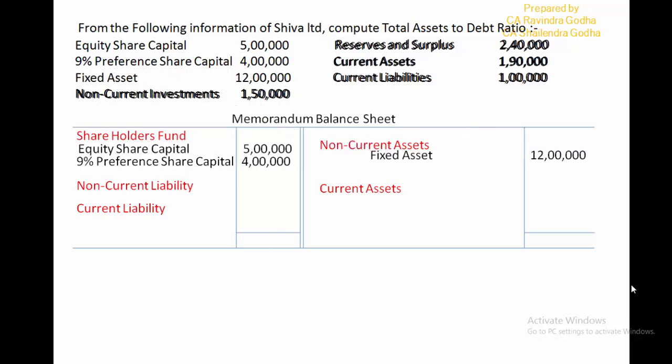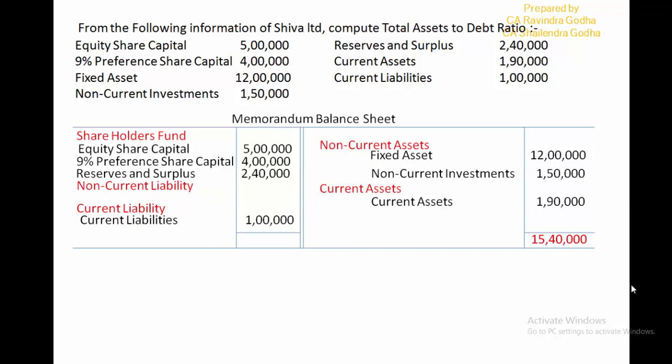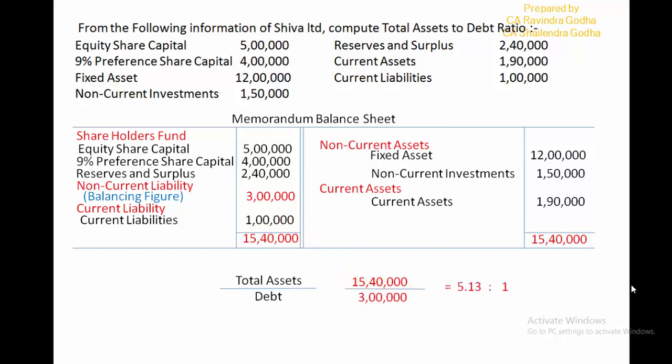Fixed assets are non-current assets. Non-current investments are non-current assets. Reserves and surplus are content of shareholders fund. Current assets is a major head. Current liabilities is also a major head. So the total of assets is 15,40,000, and it is also the total of liabilities. So the difference will be non-current liabilities, that is 3 lakh rupees. And our ratio is total assets divided by debts. Total assets 15,40,000 and debts 3 lakh. So the ratio is 5.13:1.